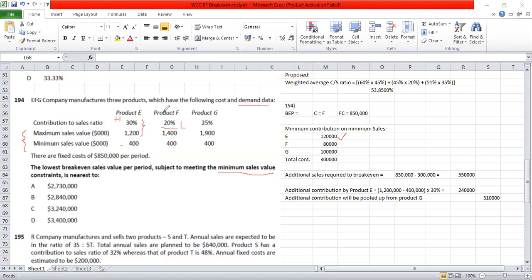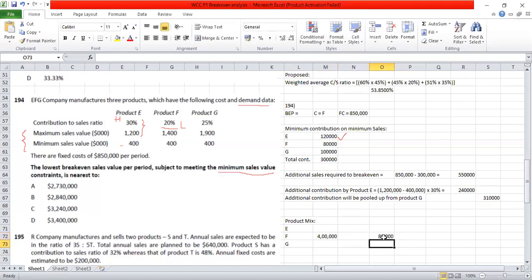The least profitable one is F. So, if needed, I'll put some more explanation, but let me write first the product mix. Product mix of E, then we have F, then we have G. F anyway is only 400,000 because that's the least one that is contributing. 400,000 is the sales value. The contribution which it is giving is 80,000.